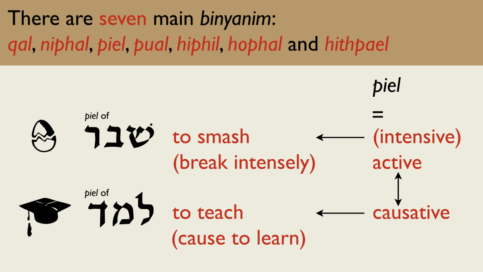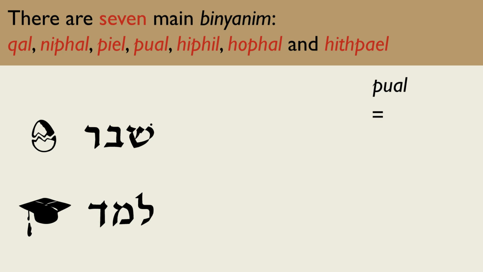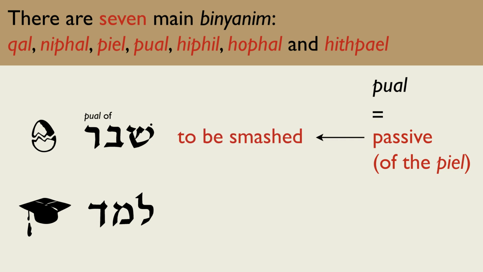Like the nifal, if a verb appears in the piel but does not have a kal equivalent, it can have a simple active translation, just as the kal would. The pual is the passive form of the piel. So shin base resh, which in the piel means to smash, in the pual would mean to be smashed. And lamed mem daled, which in the piel means to teach, in the pual would mean to be taught.